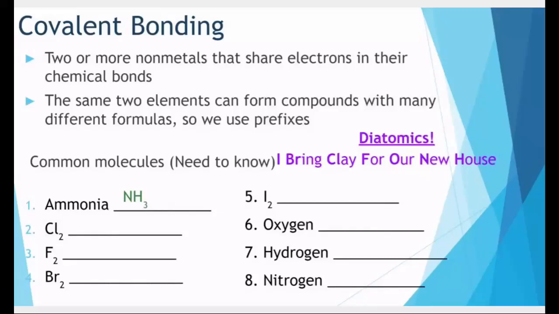Now their name or formula is already written out for you down below, but to help you kind of remember them, I have 2 different mnemonic devices that might help. The first one is kind of a weird, random seeming sentence. I bring clay for our new house. But this sentence, the first letter or letters of each word is the element symbol for one of these 7 diatomics that we have down here. So iodine, bromine, chlorine, fluorine, oxygen, nitrogen, and hydrogen.